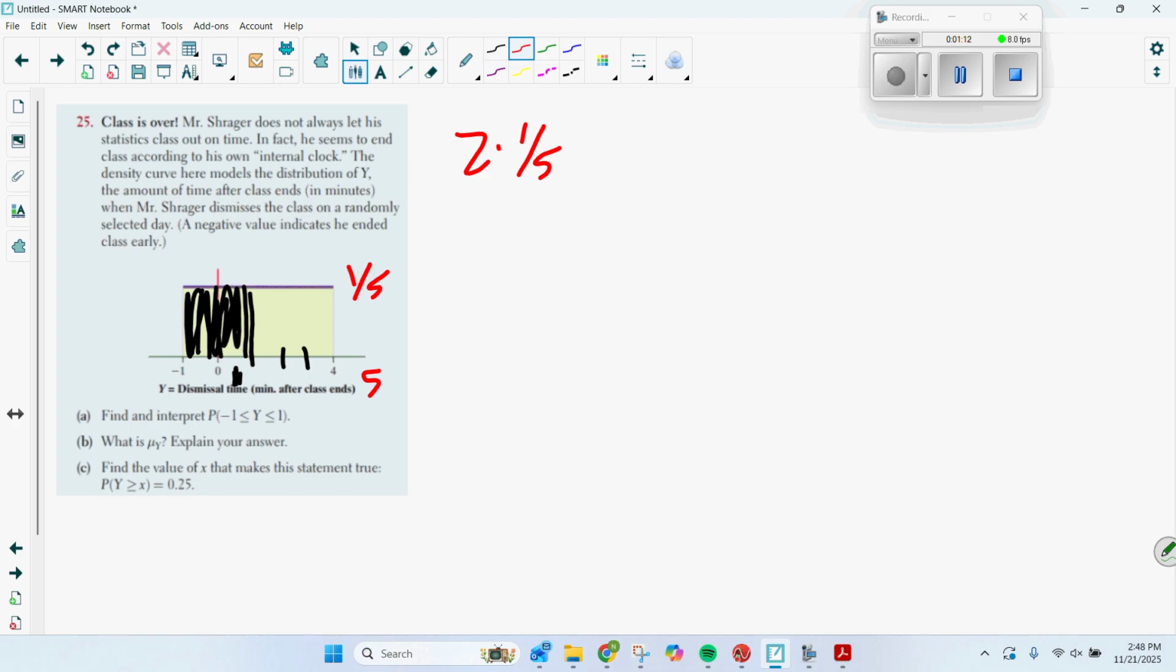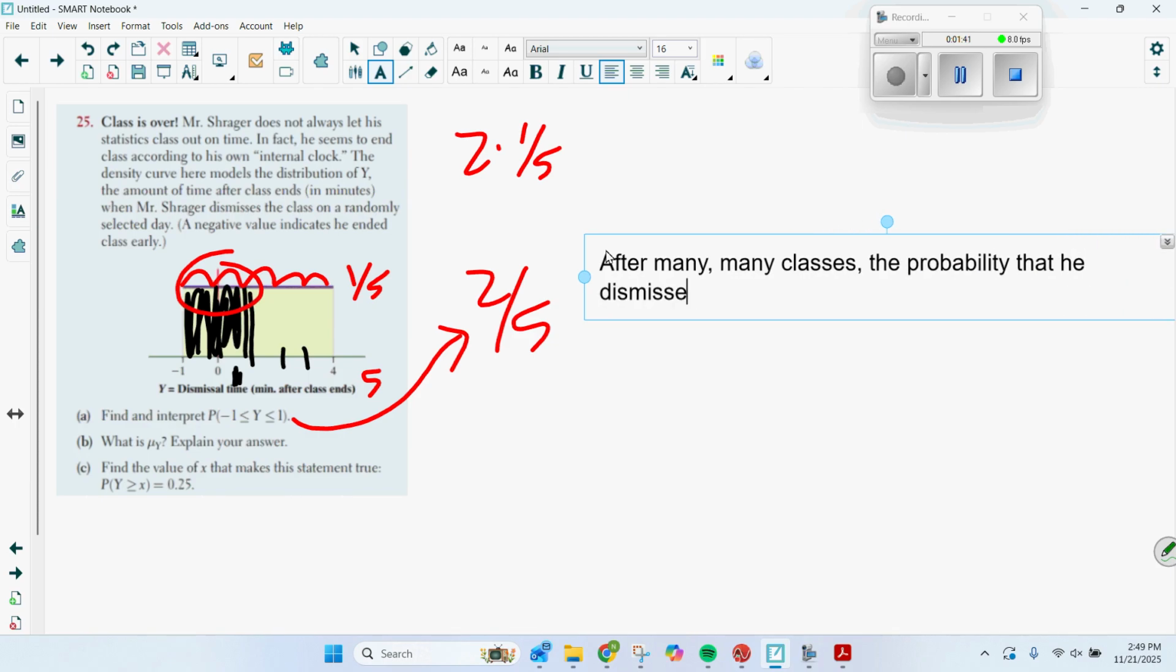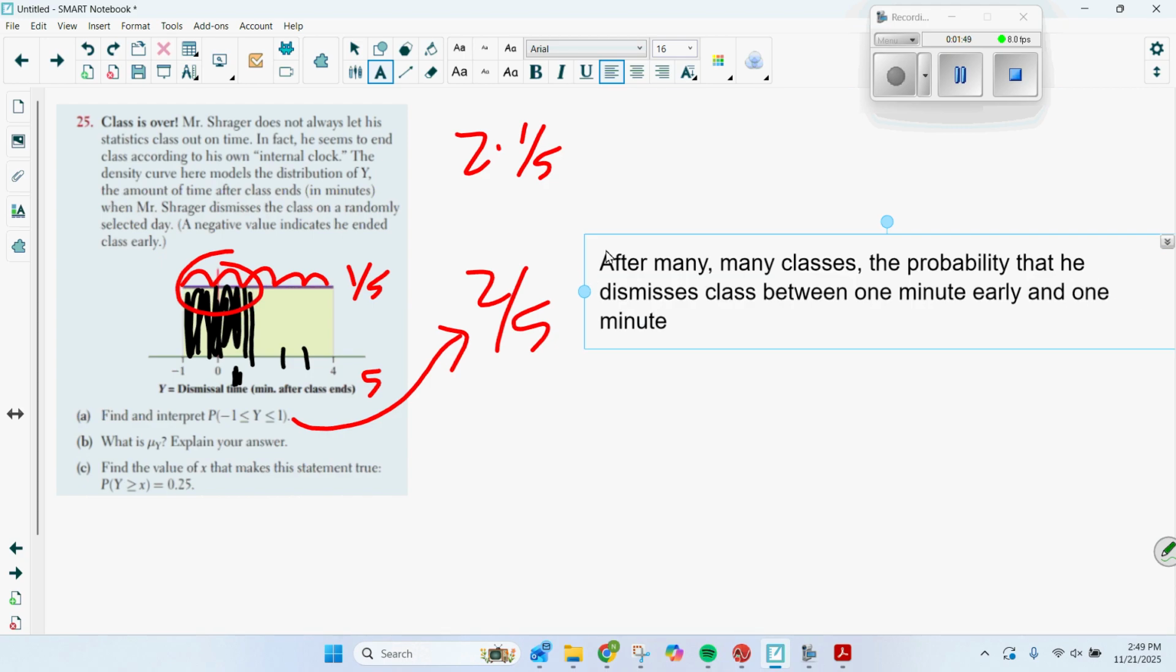Also, you can just kind of proportionally think about it. 1, 2, 3, 4, 5, 2 of the sections, so 2/5 is my probability. So again, it's a long run. After many, many classes, the probability that he dismisses class between 1 minute early and 1 minute late is 2/5.